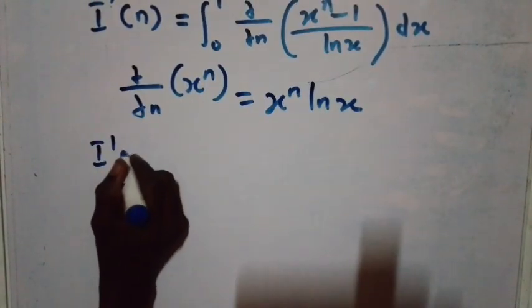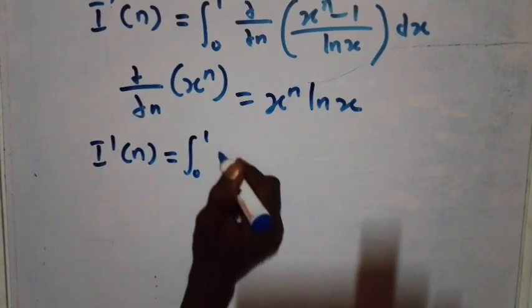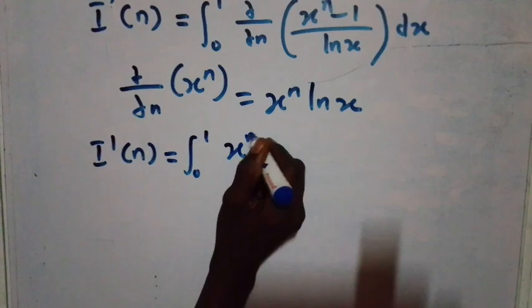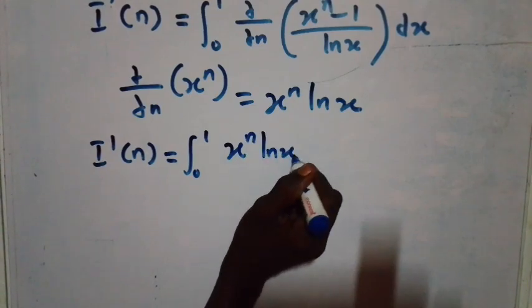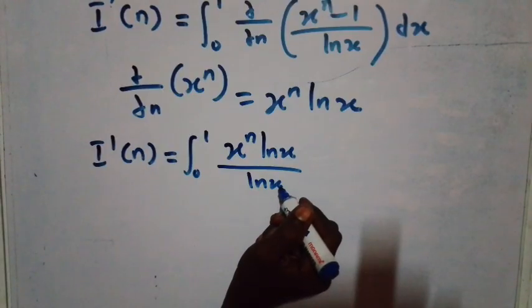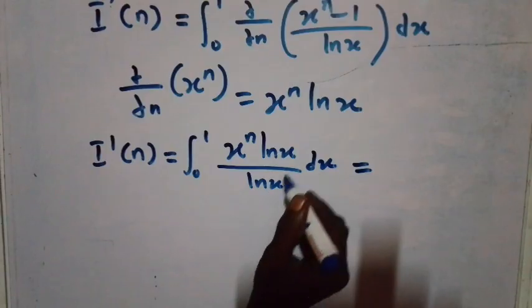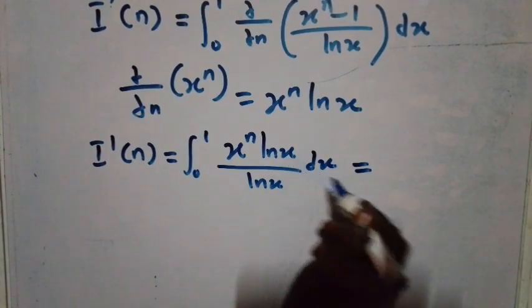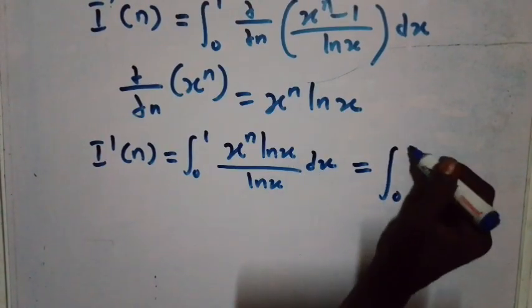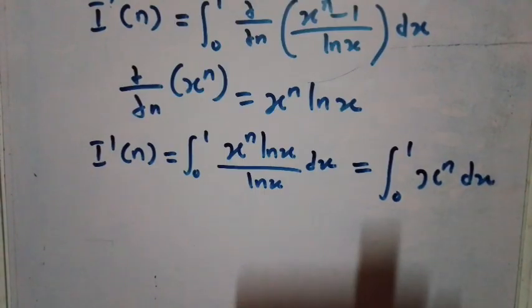Then I'(n) will be equal to the integral from 0 to 1 of x^n ln x over ln x dx, which is equal to, ln x will cancel out ln x here. Then we have the integral from 0 to 1 of x^n dx. Now evaluate this simple integral.